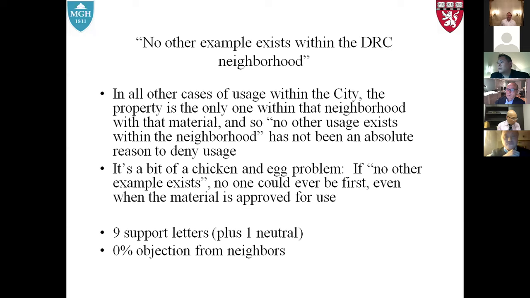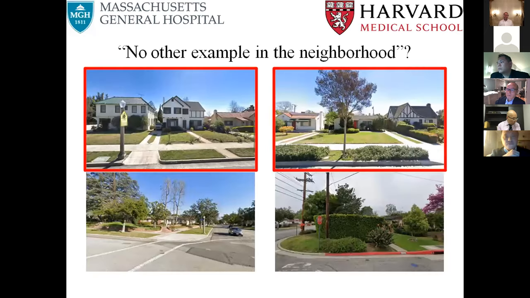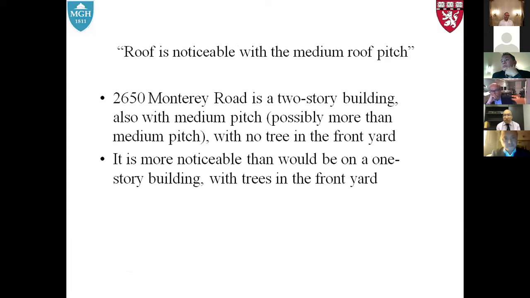Coming back to the first point about no other example in the neighborhood, I point out the top two images from two of the four properties within San Marino. As you can see, both the property to the left and to the right of the property with the material that we're proposing do not share the same type of material. Again, it becomes a chicken and egg problem. If that alone is an issue, then no one could ever be the first to use this material, even though it's approved. The second point, based on some of the discussion earlier, I think is a valid concern: whether or not it would be compatible with the neighborhood, and whether or not the roof is noticeable with the median roof pitch of the property.